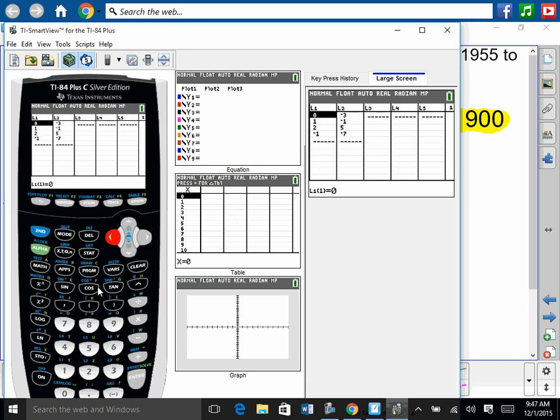The x part you have to type in right. If you type in 1955, you're not going to get the same regression line as us. So 55, enter. 80, enter. 105, enter. That was fun. And don't have anything extra or you'll get it wrong, so delete.